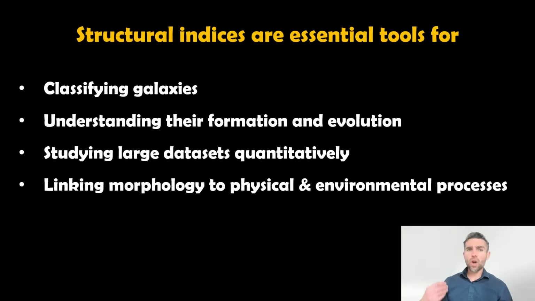So on to the three main structural indices. What are they used for? What's the purpose of them? Well, they're used to classify galaxies. Now we can visually classify galaxies. A spiral galaxy is fairly obvious. We can do spectroscopy, that sort of stuff. But this is another tool, or a set of tools really, for classifying galaxies.